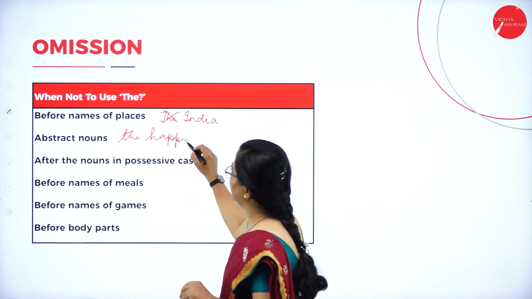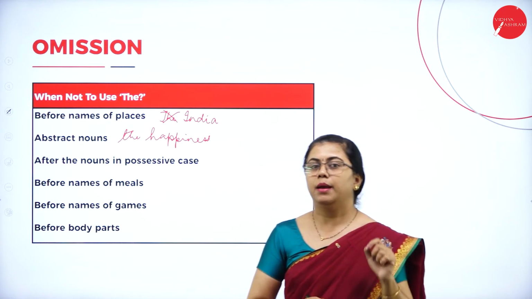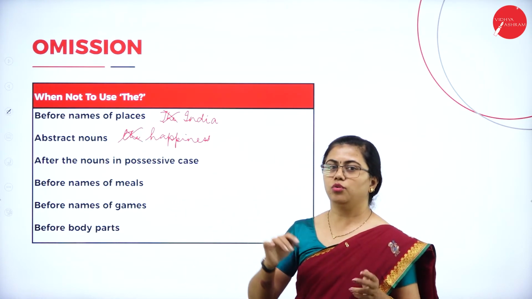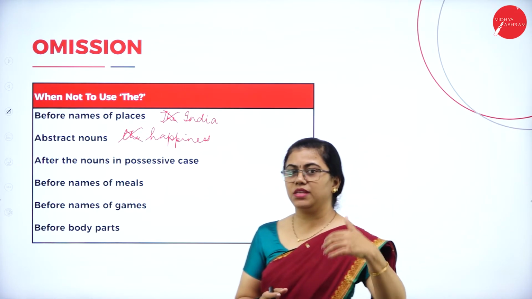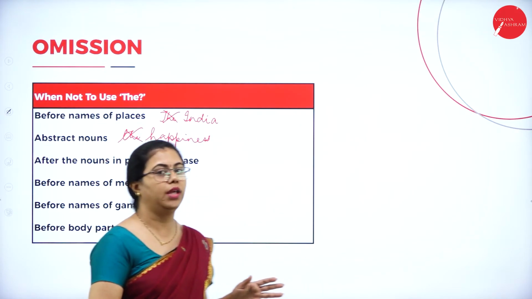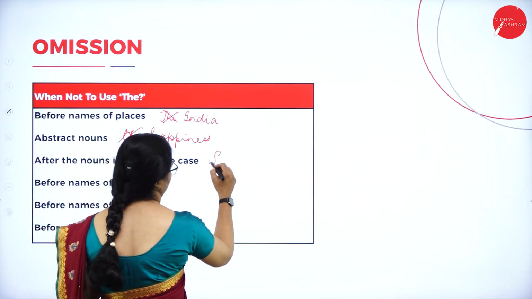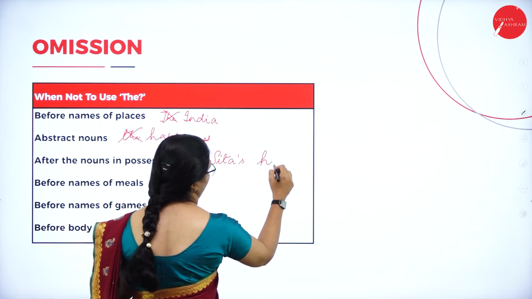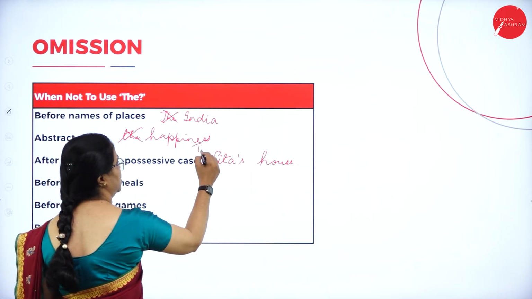You say it only a few times, that is, when you're referring to one particular happiness. But otherwise you don't start a sentence like this, the happiness. Then after nouns in possessive case. Possessive case means you are talking about something that belongs to somebody. How do you show a noun in possessive case? Suppose you take Sita's house.